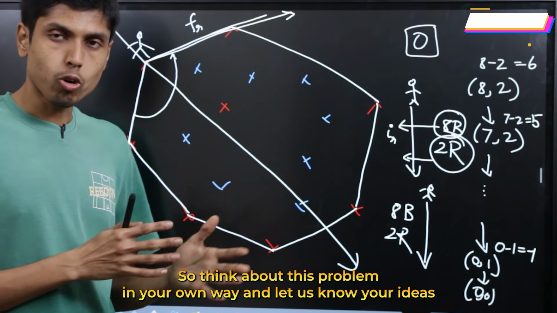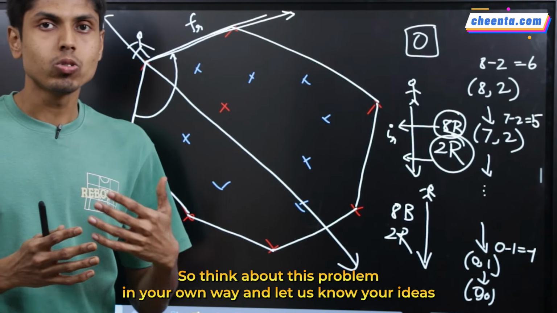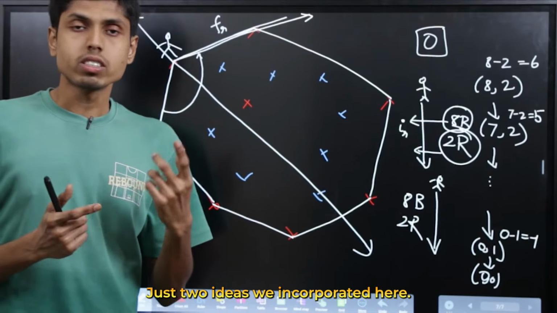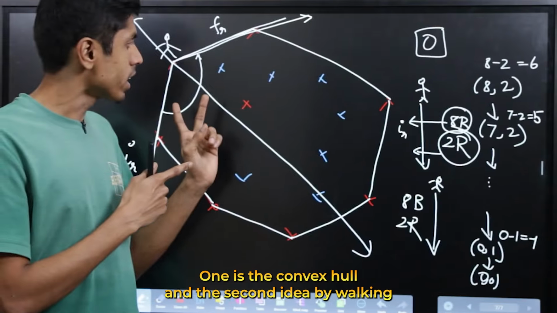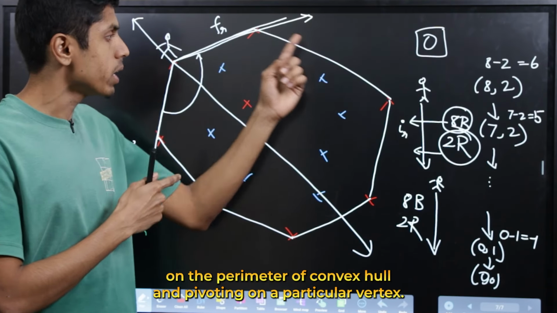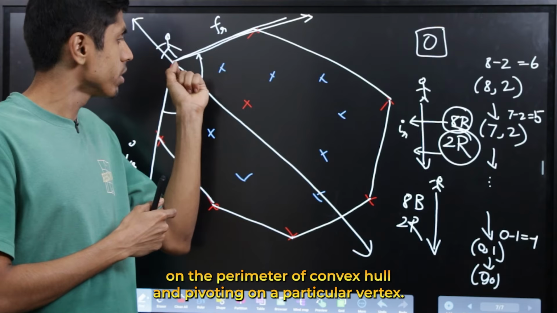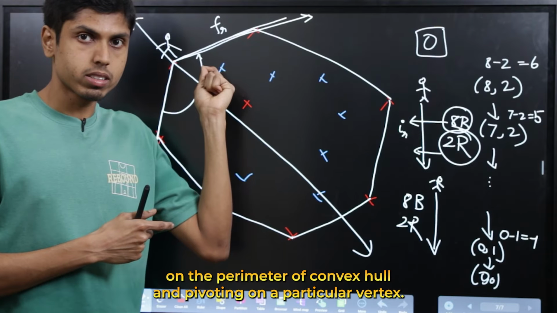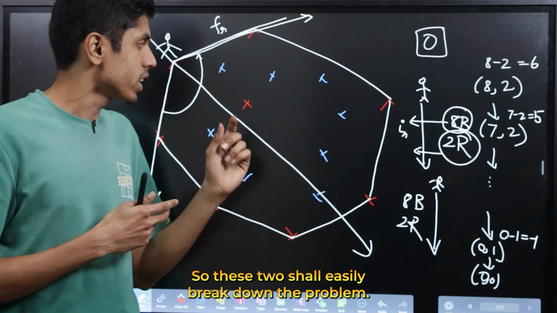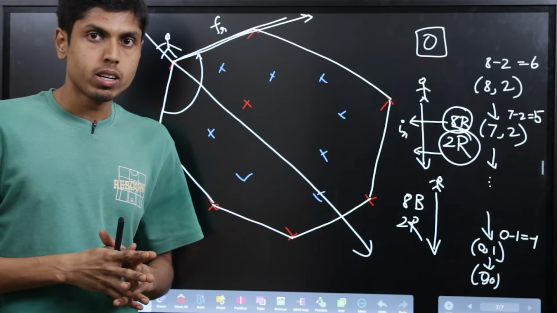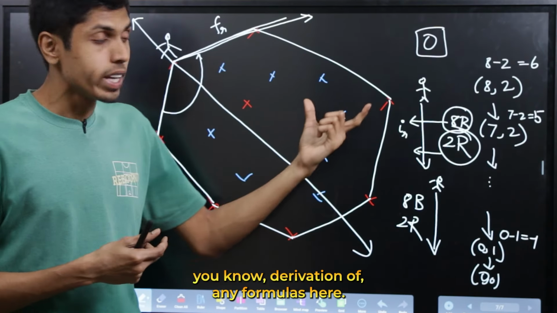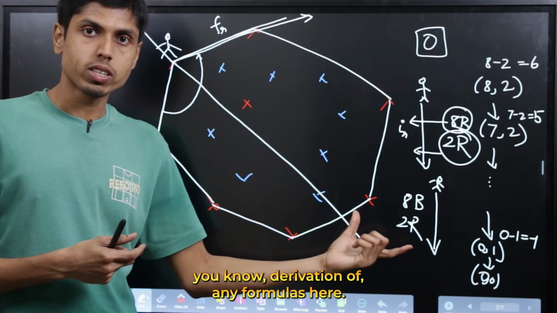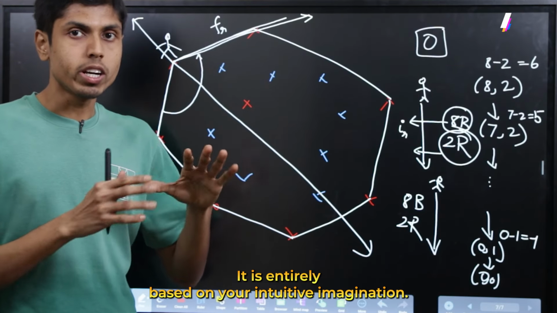Think about this problem in your own way and let us know your ideas in the comments. Just two ideas we incorporated here. One is the convex hull, and the second idea is working on the perimeter of the convex hull and pivoting on a particular vertex. These two easily break down the problem. There are no formulas, no big derivation here. It is entirely based on your intuitive imagination.